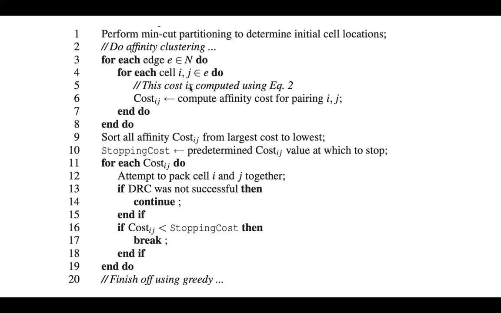And so they have this list, right? So they sort all the costs from largest cost to lowest, and they have this term that I'll talk about later. And then they go through this list from the highest cost, and then so you have this cost between atom I and atom J, and then pack them together, right? You just want to pack them together. If you can't pack them together, just go for the next one and just do that.